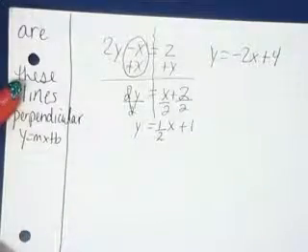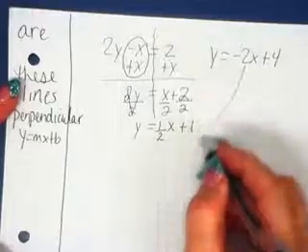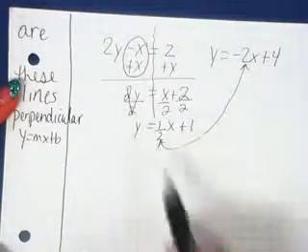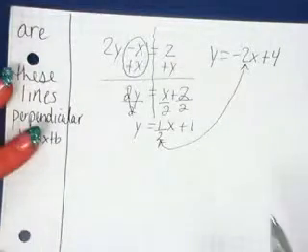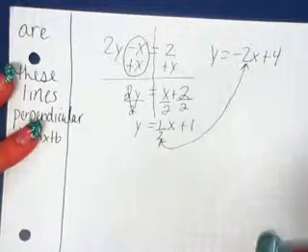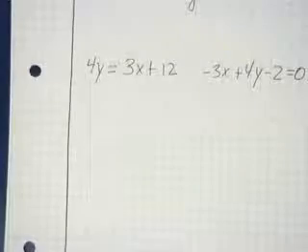Now, in order for them to be perpendicular, this one's already y equals mx plus b. The slopes have to be opposite reciprocals. So one has to be positive, one has to be negative, and then the numbers have to be reciprocals. 1/2 and 2 are reciprocals. One's positive, one's negative. So yes, that is perpendicular.